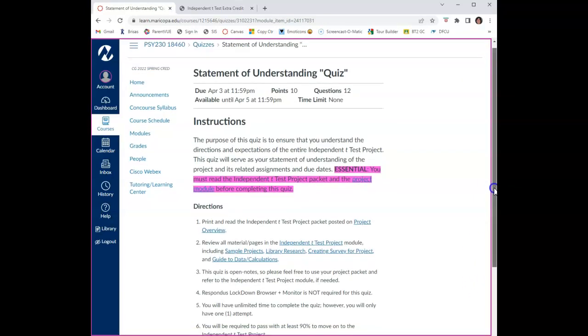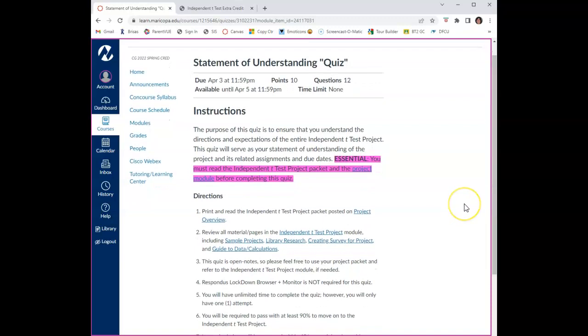The third assignment is a part of the independent t-test project. I want to make sure that you understand the expectations, assignments, and due dates of this project. After reviewing the official project packet posted on the project overview and reviewing the project module on Canvas, you will complete this Statement of Understanding quiz.